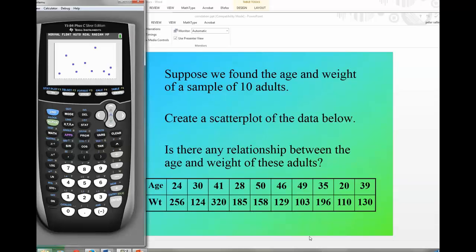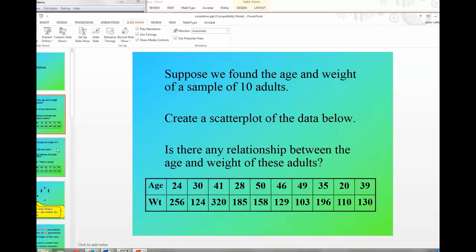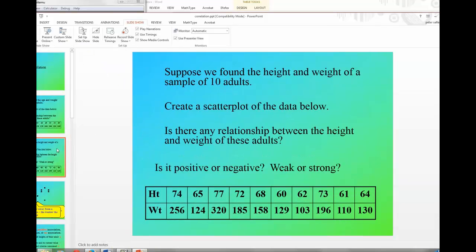Okay, so let's do a little discussion about what we notice here. As we're looking at this smattering of dots, is there a relationship between weight and age? Not really. It's kind of all over the place. It doesn't really look like there's a specific relationship here. But we're going to change the numbers.